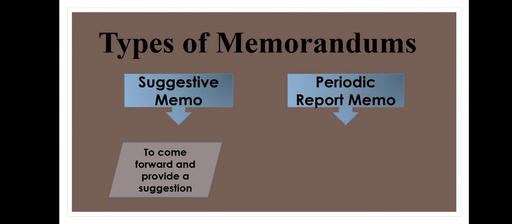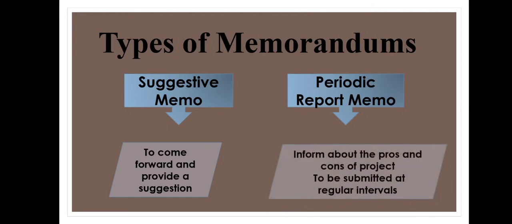The last type is periodic report memo. As its name suggests, it is periodic. Periodic means that something comes at regular intervals of time. It informs about the pros and cons of a project. If the project is running, it gives information to the managers and all co-workers about what good or bad things have been happening in that specific project, and these are to be submitted at regular intervals. For instance, if something was good at the initial stages and later got some drawbacks, or by the end of the project turns good again, the periodic report memo would give enough idea about all of these things in great detail.